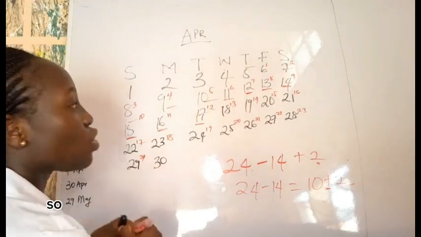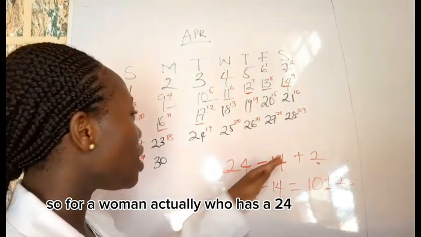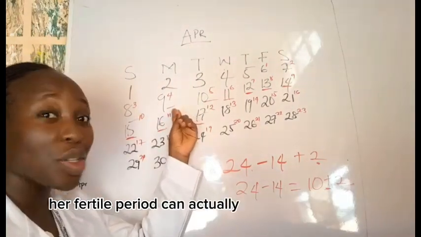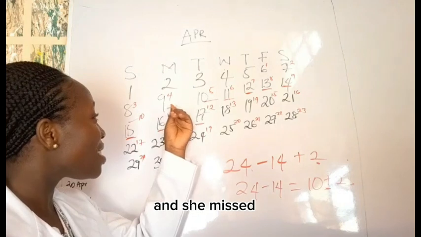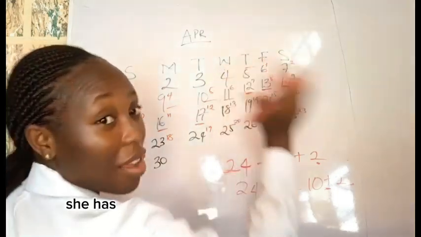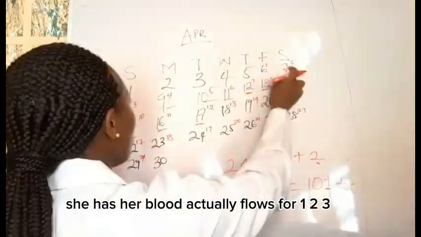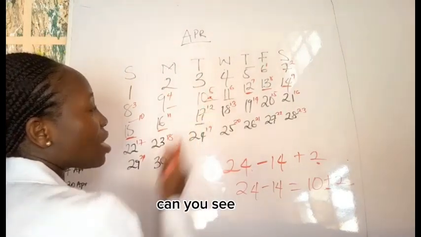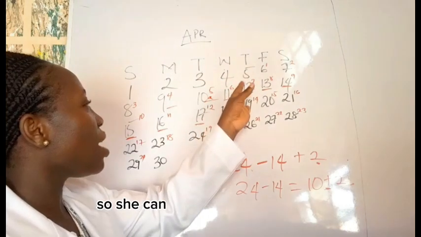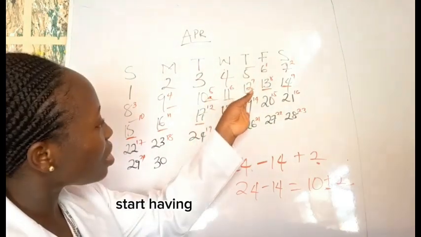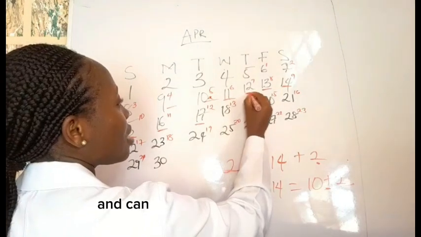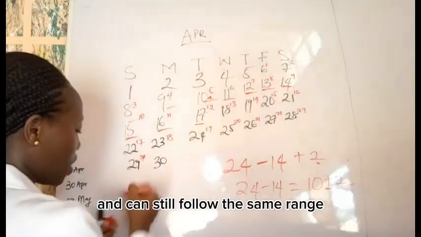So for a woman who has a 24 cycle length, if she's seeing her period for 5 days, her fertile period can actually occur from the day when she's still seeing her period. That will be her fertile period, because assuming her blood flows for 1, 2, 3, 4, 5, can you see that from here her fertile period has also started? So she can, at the end of her period, start having sex on the 11th, which is day 6 of her cycle, and can still fall within the same range.